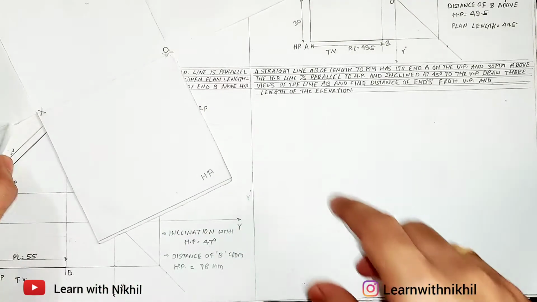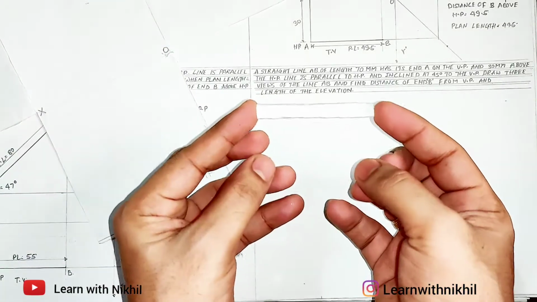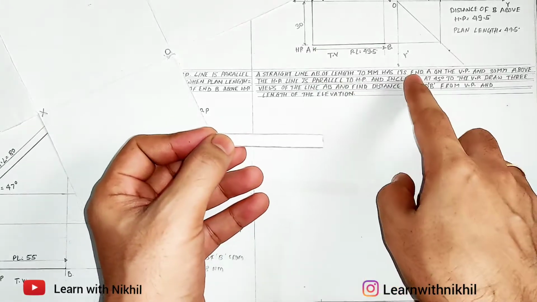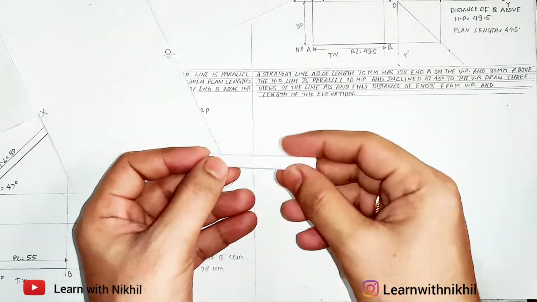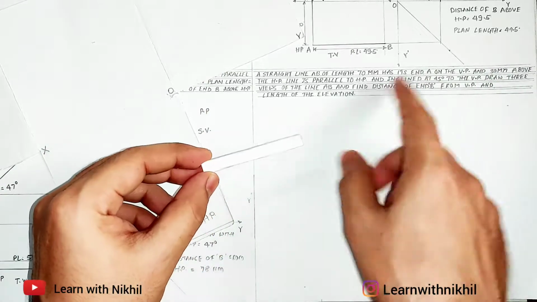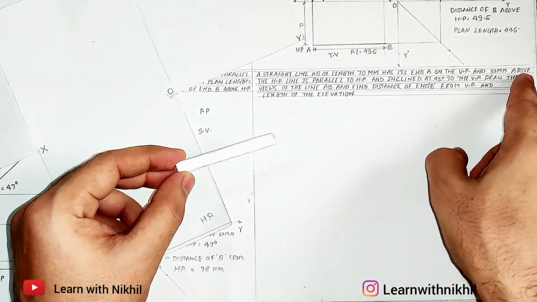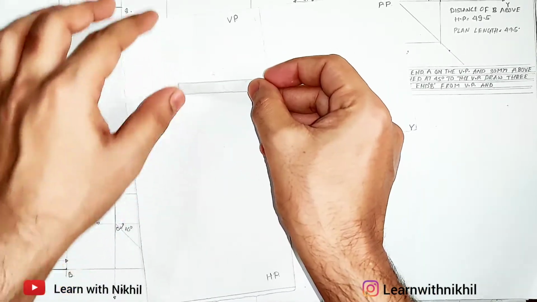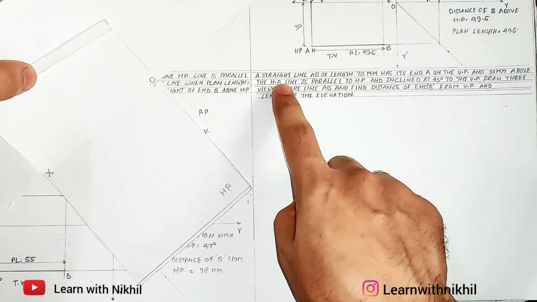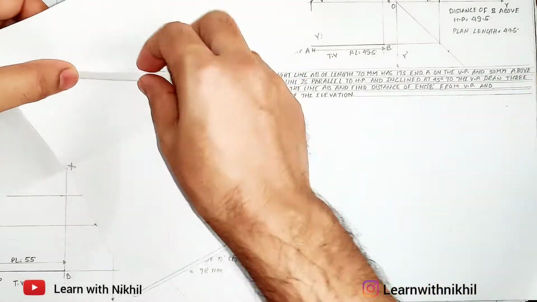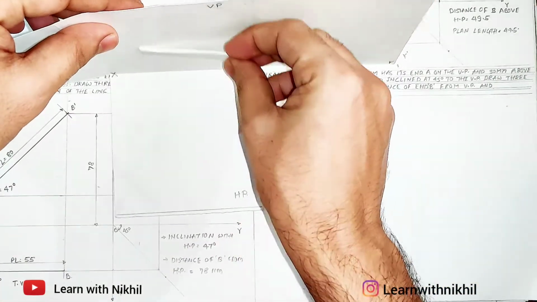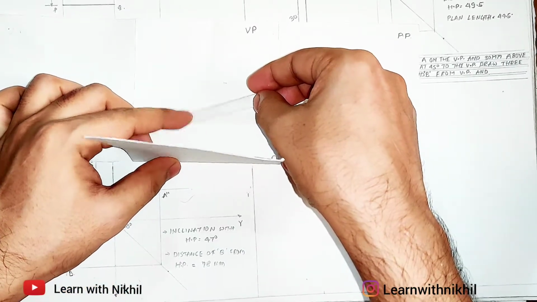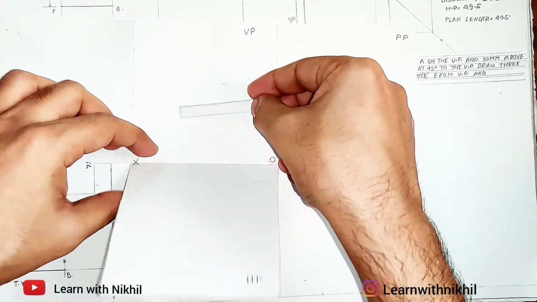Now moving towards this sum, the question says a straight line AB of length 70 millimeter. So this line I have considered 70 millimeter. Its end A is on the vertical plane, so this end is on the vertical plane and 30 mm above the horizontal plane. The line is parallel to the horizontal plane also. So this height is 30 millimeter. It is above the horizontal plane, 30 millimeter, point A.